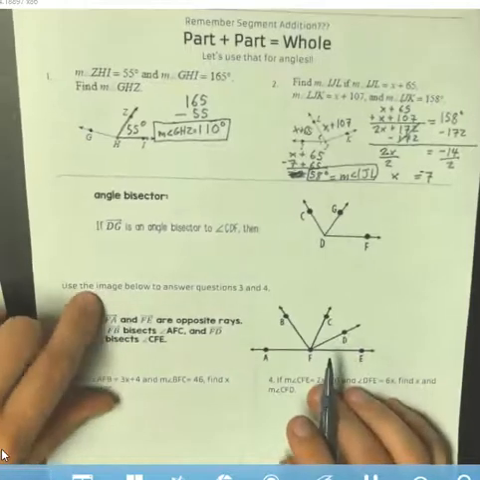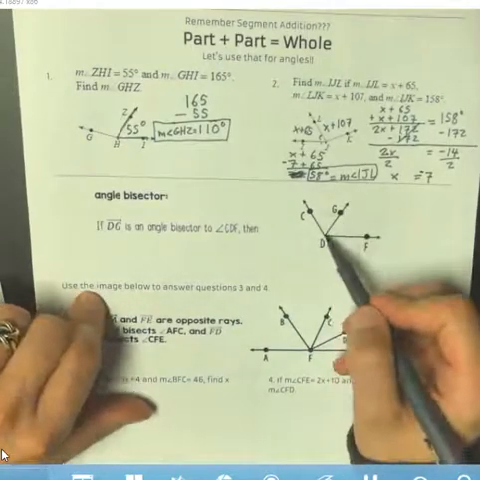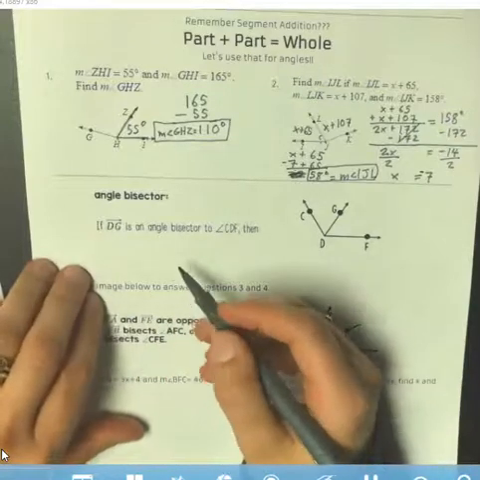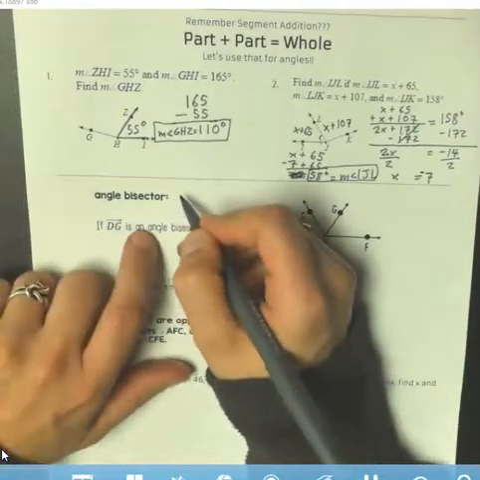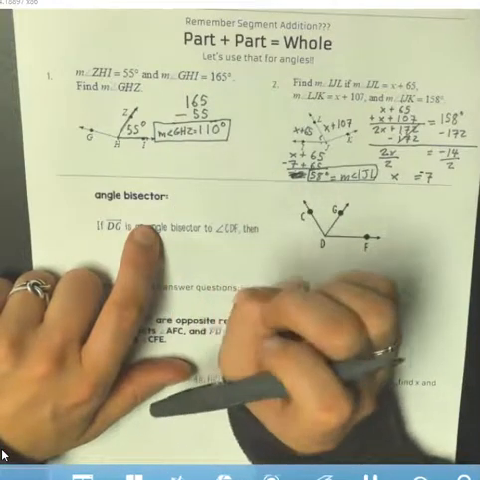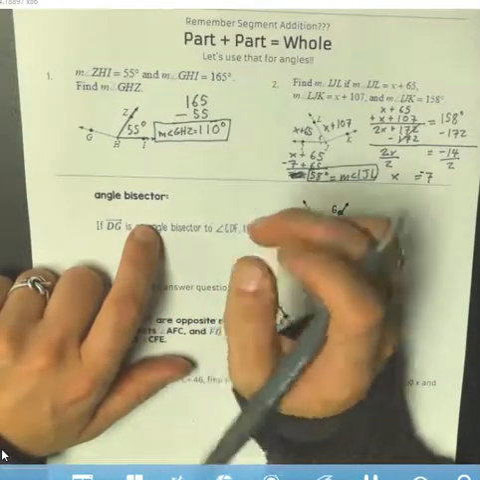Next, we're going to discuss angle bisector. Well, an angle bisector is a ray that cuts an angle in half. Okay, so let's go ahead and write our definition. We'll write a ray that divides an angle into two congruent and equal angles.